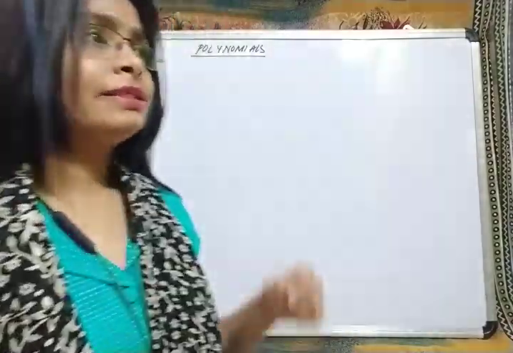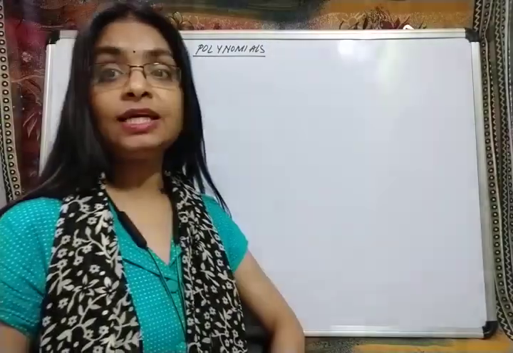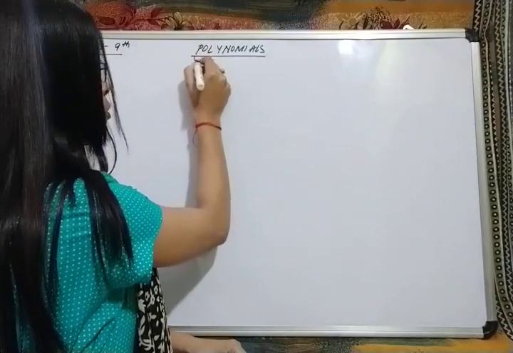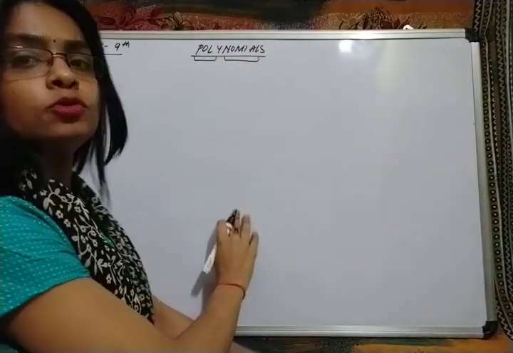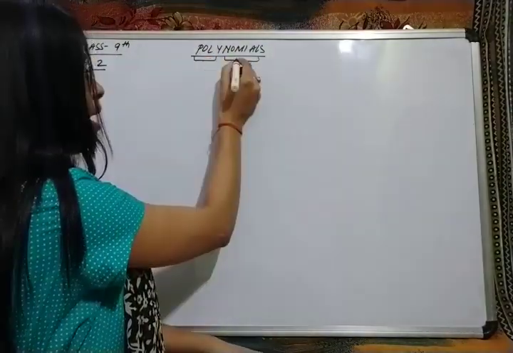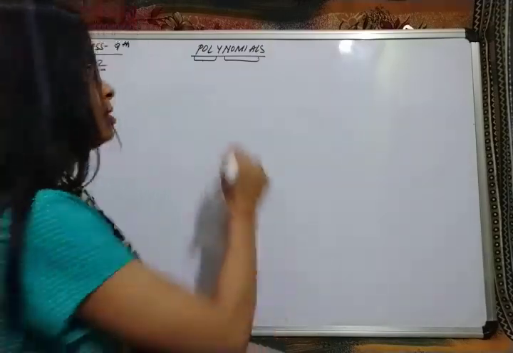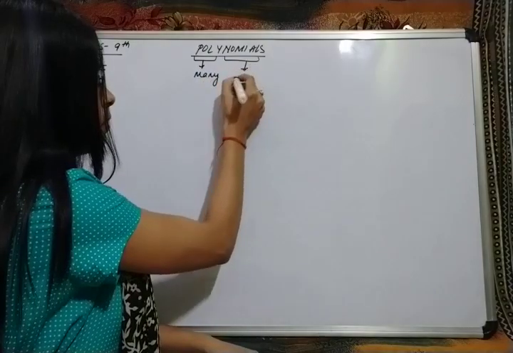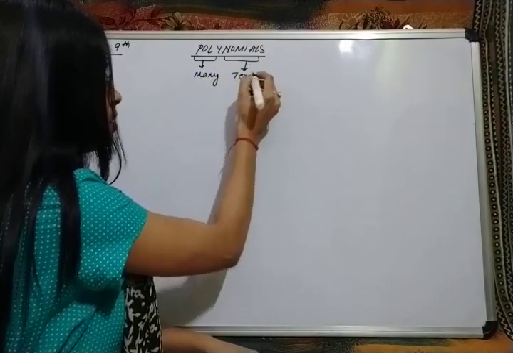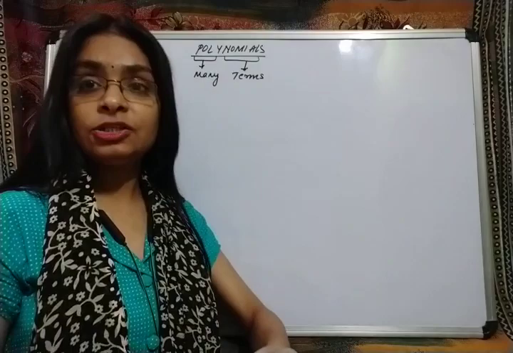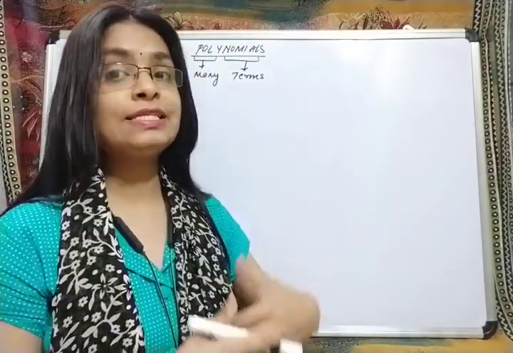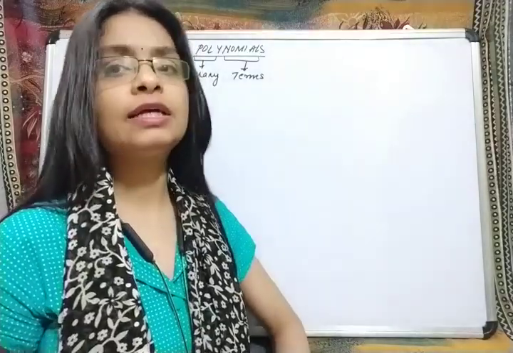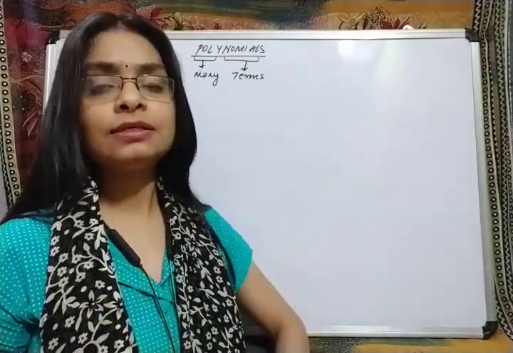So the name of the chapter is polynomials. What does this mean? Polynomials is made up of two words. One is poly and another word is nomials. So poly means many and nomial means what? Terms. So polynomial means an algebraic expression which contains many terms, with a condition, and that condition we'll discuss later.